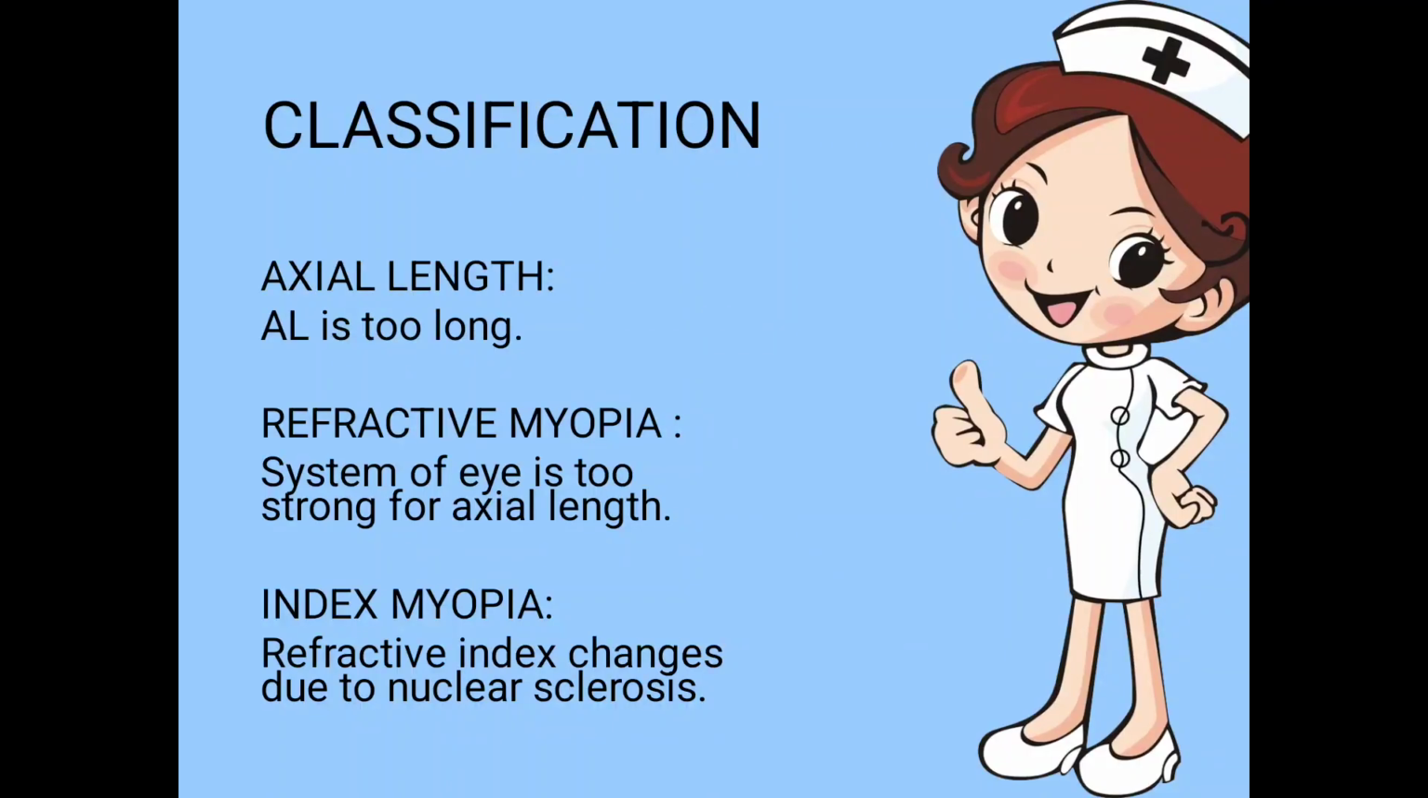Index myopia occurs when any kind of refractive change occurs inside the lens. The lens becomes opacified, the lens becomes sclerosed. Nuclear sclerosis is the cataract stage, due to which index myopia occurs. It means the refractive index of any part of the eye gets changed. It is known as the cause of index myopia.